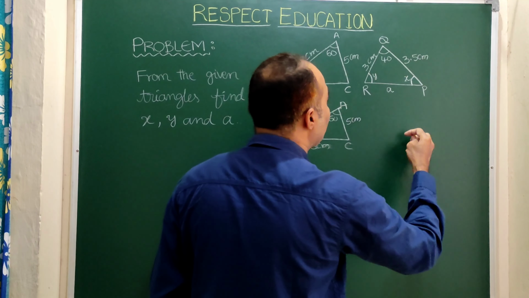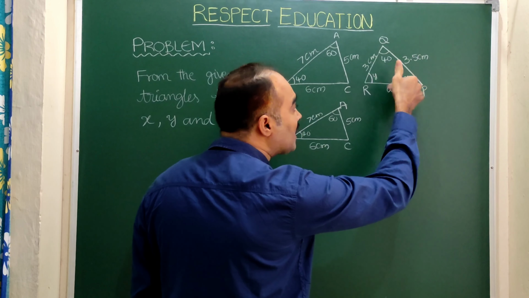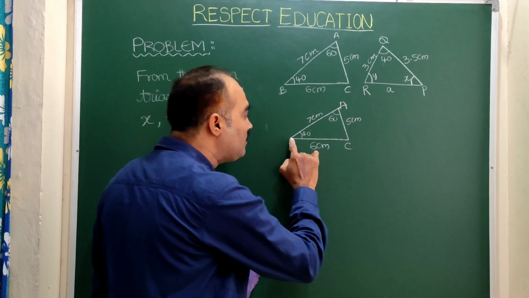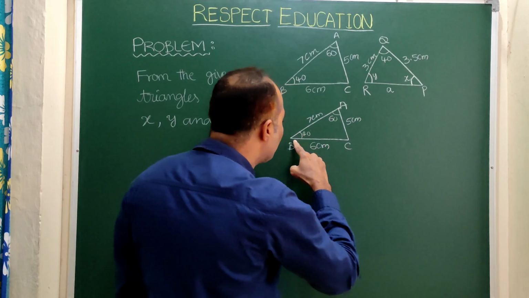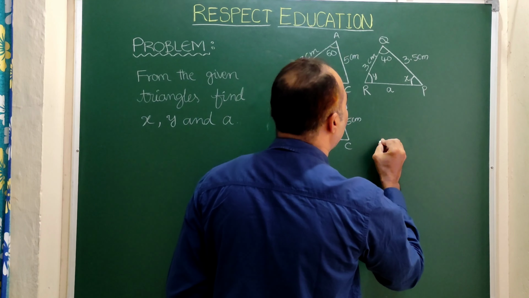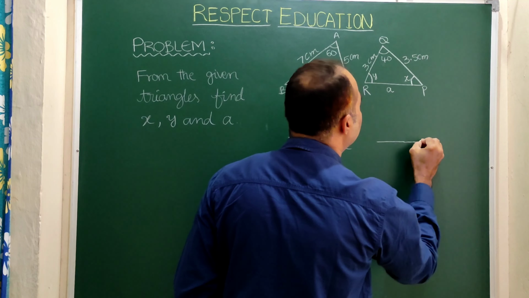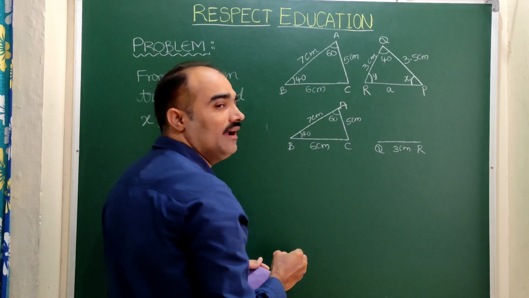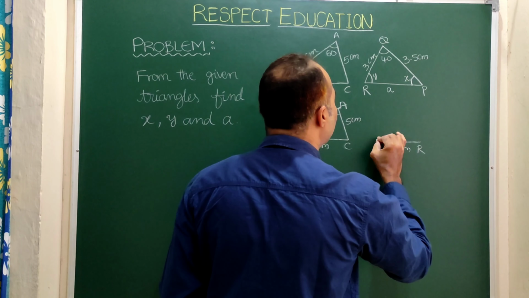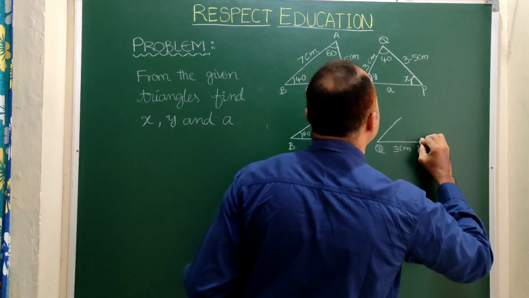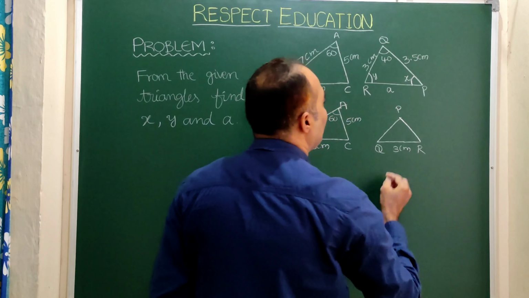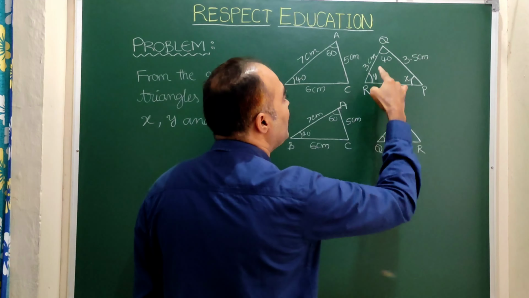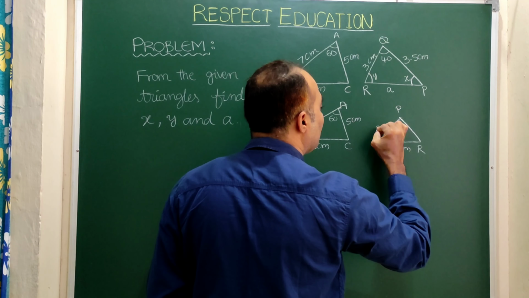Now we have to move the triangle in such a way that this 40 coincides with this corner. That means angle Q should come here. So we can draw QR as 3. I am taking this as QR, Q and R, which is 3 centimeter, and here angle Q is 40. What are the other values known? PQ is 3.5, so this value is 3.5 centimeter.